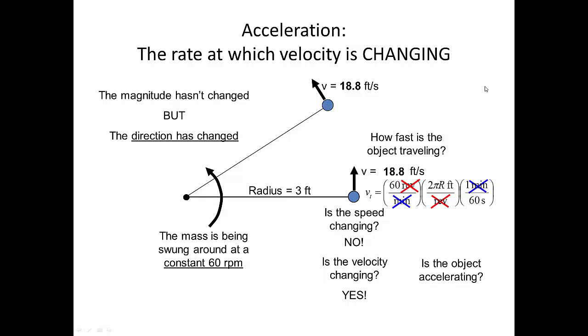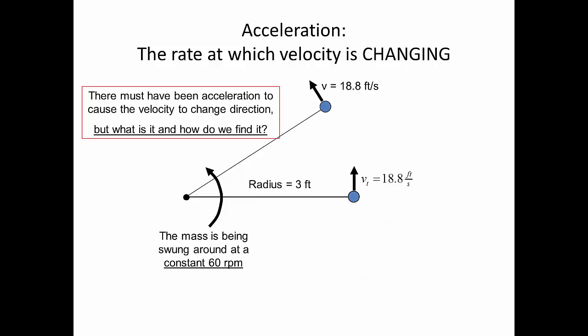Is the object accelerating? If acceleration is a change in the velocity, then yes, we do have an acceleration. But what is this acceleration? There must have been acceleration to cause the velocity to change direction. So what is it? And how do we find it?